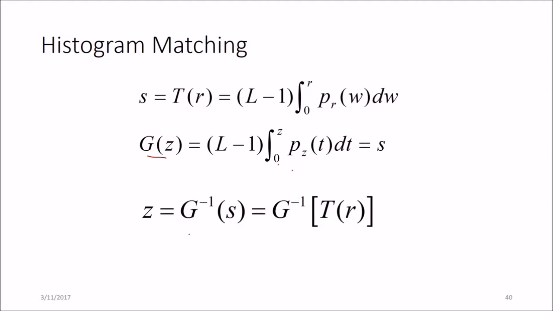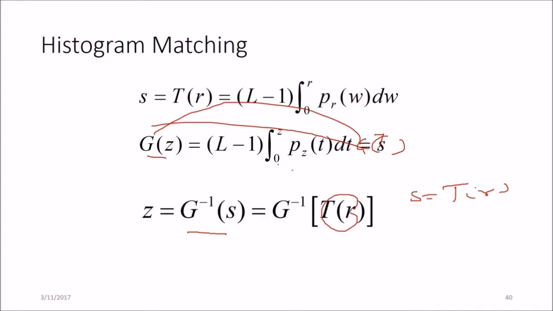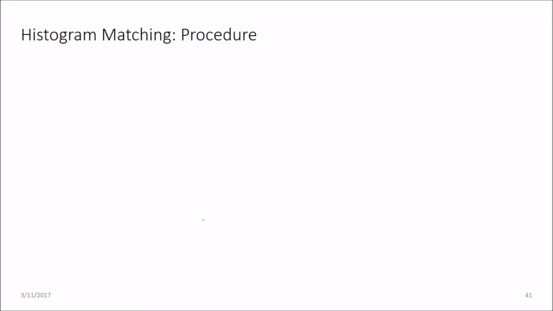So what about the G inverse? If I apply G inverse on S, I'll get Z. So G inverse of S is Z, that is, I perform G inverse on T(R), and S is nothing but the transformation. After the transformation is done on R, that is our image, we get the transformed image.